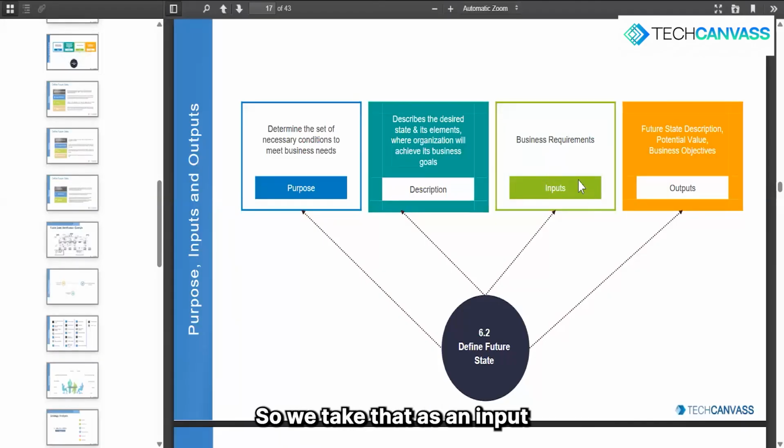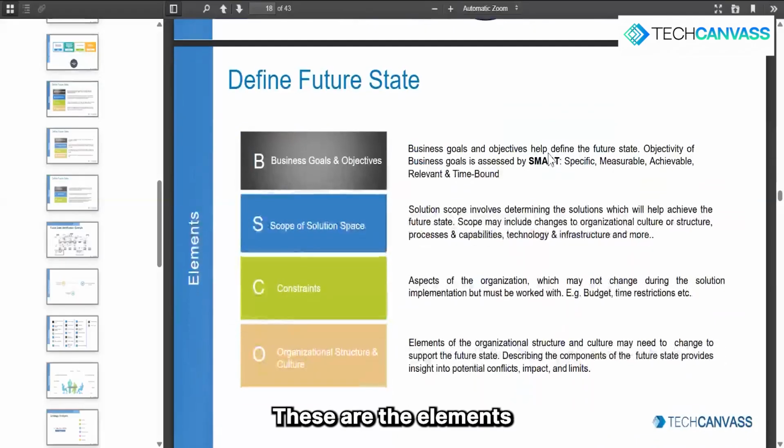So we take that as an input, and now look at the output. We will have future state description. We will have potential value. We will have business objectives. Interesting. We will talk about this when we are through with the elements. Then it will start making sense. Why potential value? Why business objectives? Okay. All right. These are the elements.